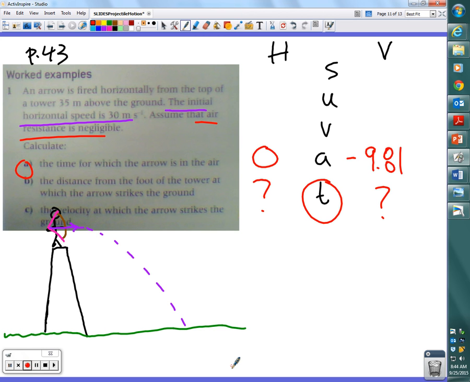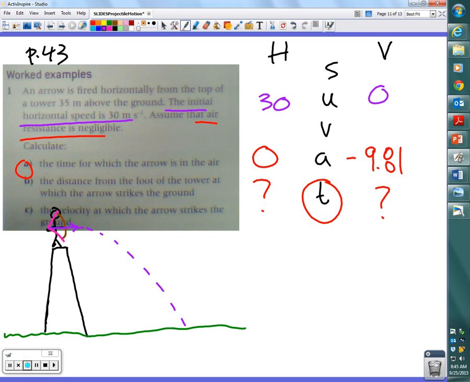Okay? All right, now let's go here. It tells us the initial horizontal speed is 30 meters per second. That means we can plug 30 in for the initial speed in the horizontal dimension. What's the initial speed in the vertical dimension? If it's traveling horizontally, is it traveling vertically? It says it was shot horizontal, right? If it's shot horizontal, there is no vertical speed.